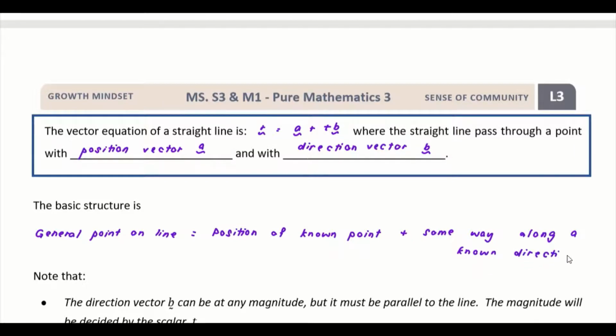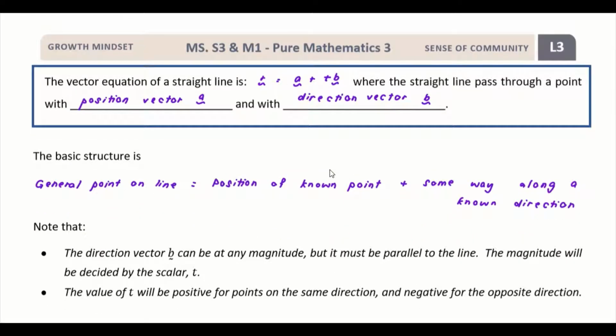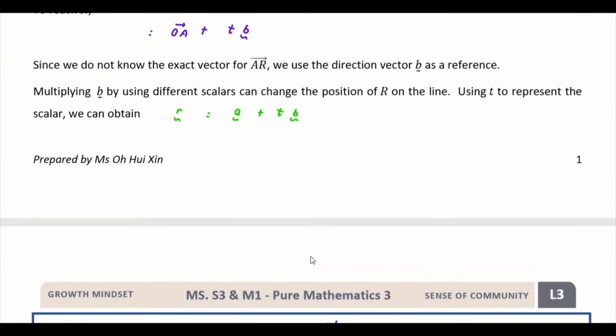Okay, so don't worry, it might look a bit complicated here, but later when you look at the questions, you'll understand better and you'll realize it's actually not that difficult. The idea is you only need to understand what the R equals A plus TB means here. There are a few notes that I put in here. The direction vector B can be any magnitude. The idea is that it must be a vector that is parallel to the line only, because the magnitude will be decided by the scalar T.